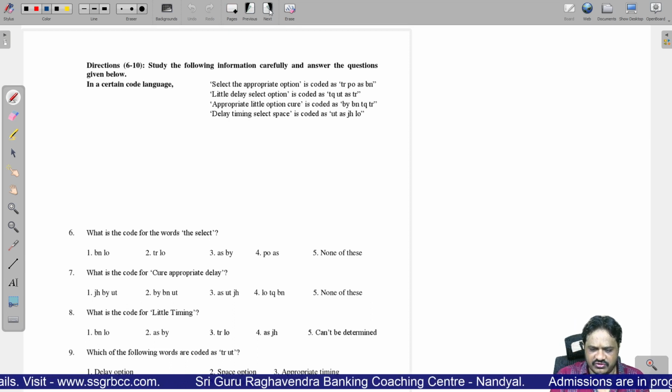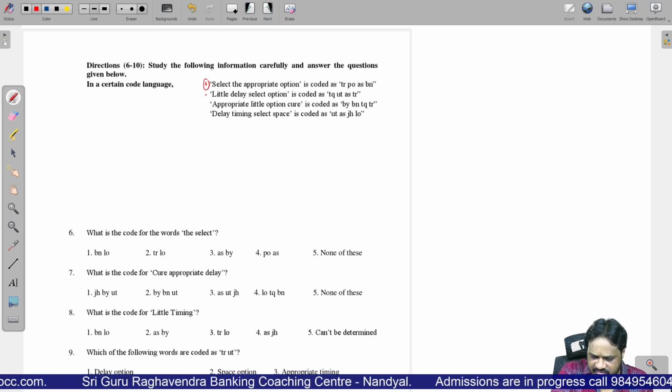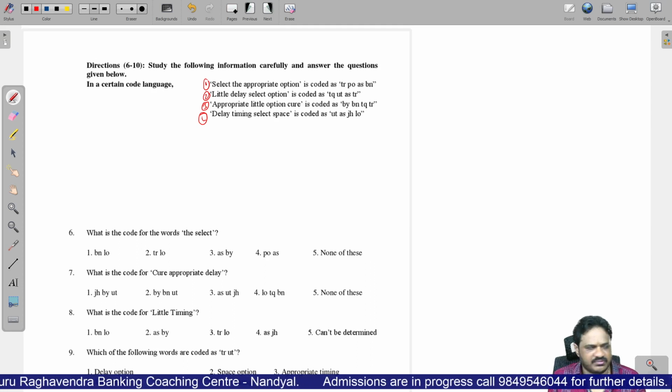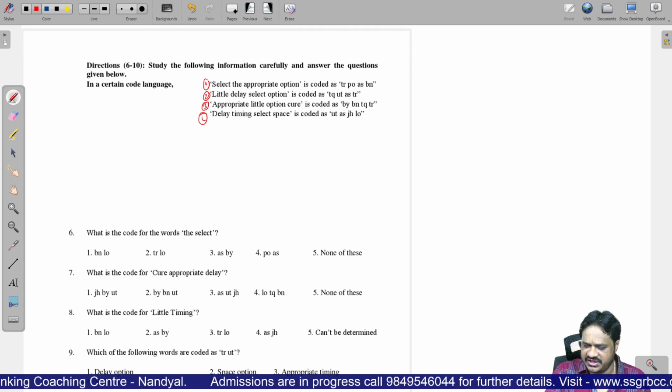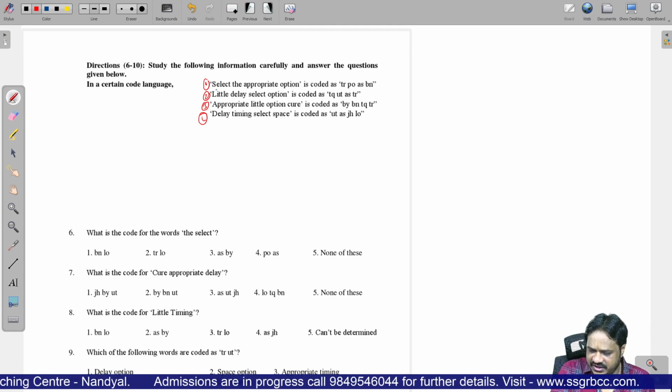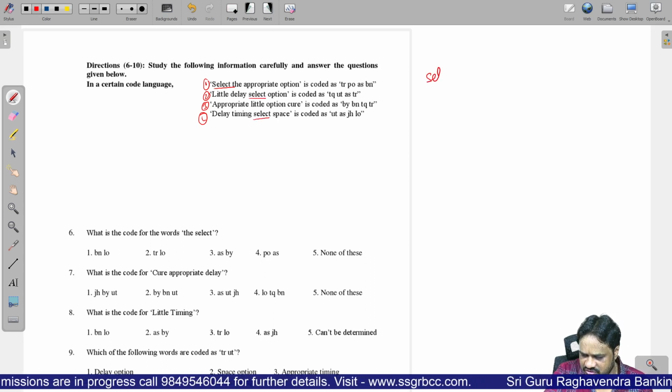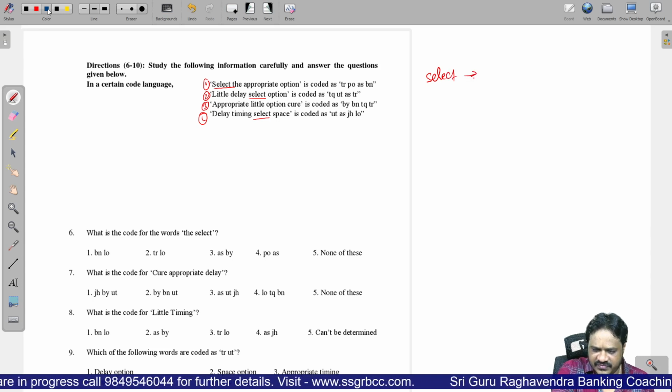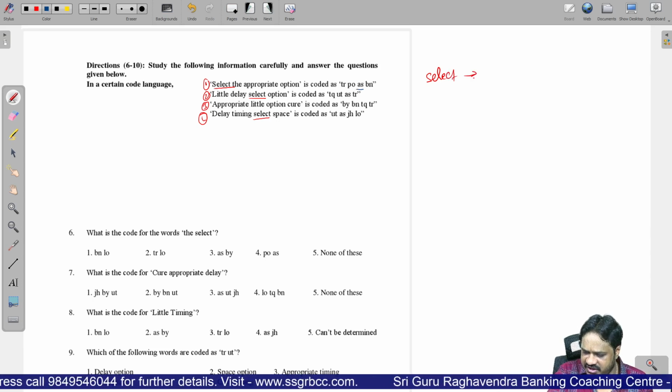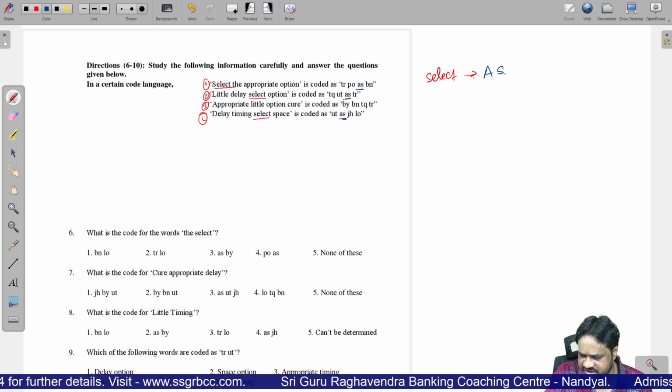While doing coding and decoding, you have to see the first two sentences. I am naming the sentences 1, 2, 3, and 4. Let us see. The first one is select the appropriate option. In the first one there is the word select, in the second one there is the word select, and in the last one there is the word select. So what is the code? If you see the first one, we have AS, second one AS, last AS. So the select code is AS.